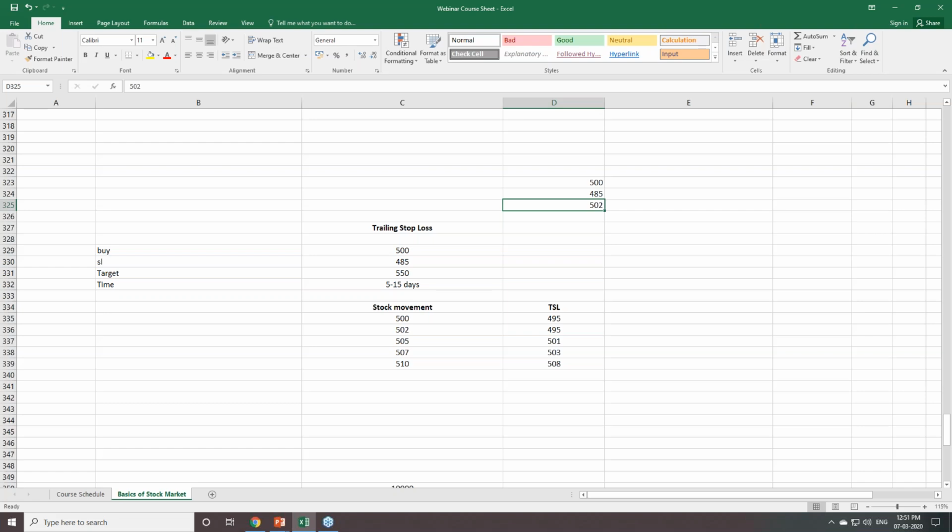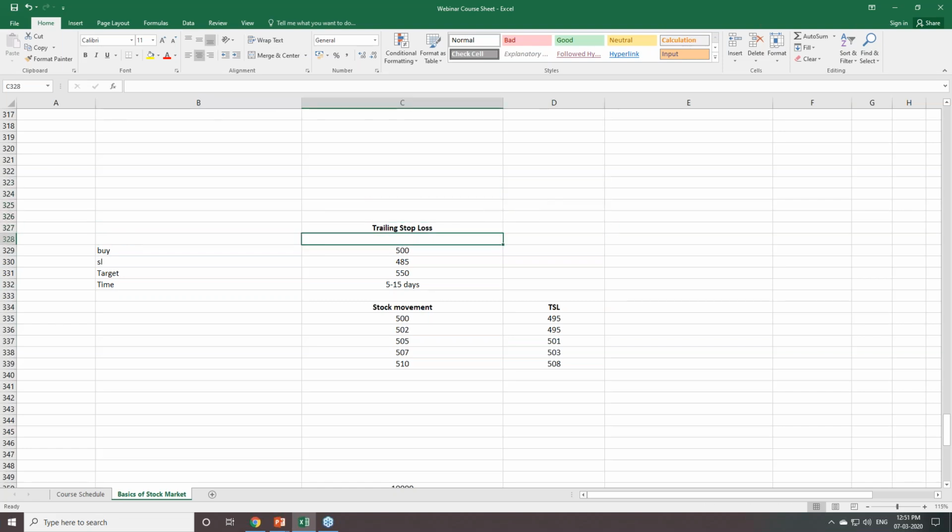So we should take the complete momentum. If the stock is not moving above 502, and it is reversing and hitting the stop loss, that is absolutely fine. But you bought a stock at 500, it went till 502, and immediately you booked profit. After you book the profit, the stock reaches 550 rupees in the same analyzed time, 5 to 15 days. Then for taking 2 rupees of profit, you are taking a risk of 15 rupees, which is not acceptable.